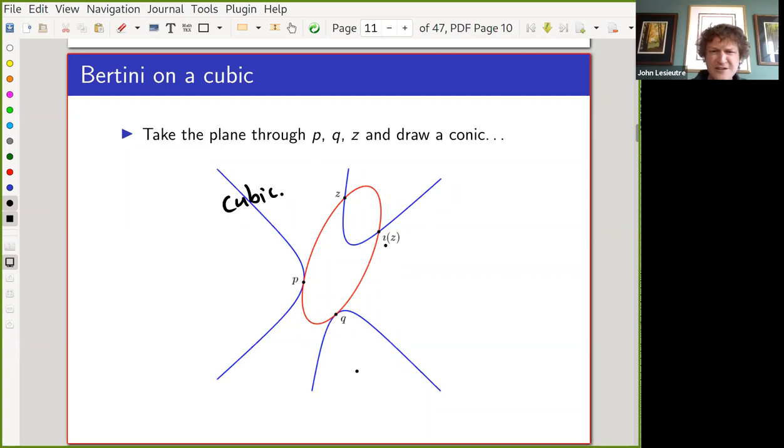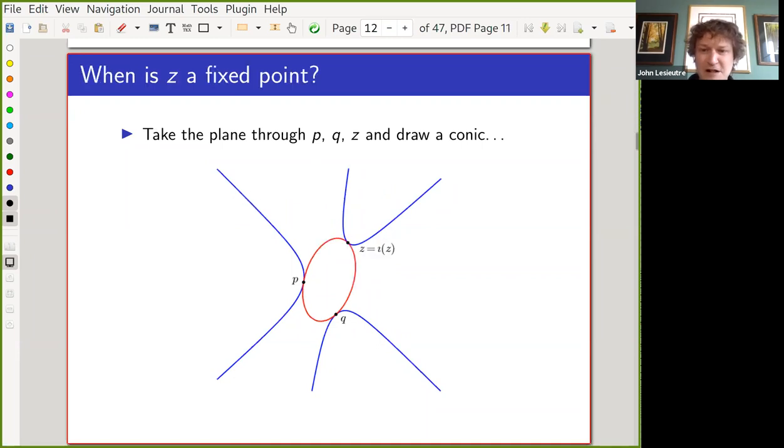All right, so we're also going to want to know about fixed points of the Bertini involution. So what does it look like when Z is a fixed point of the Bertini involution on a cubic surface blown up at P and Q? Well, it just means that the residual 6th point of intersection is the same as Z. So in other words, if I have a cubic surface blown up at P and Q, Z is a fixed point means that in the plane passing through P, Q, and Z, there exists a plane conic that's tangent to the cubic at the 3 points P, Q, and Z.